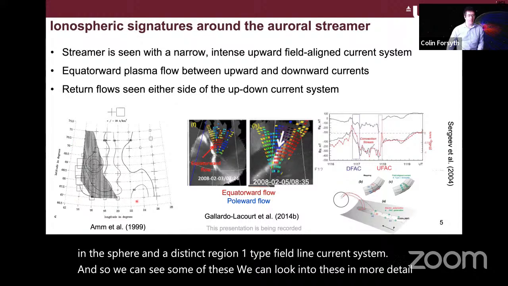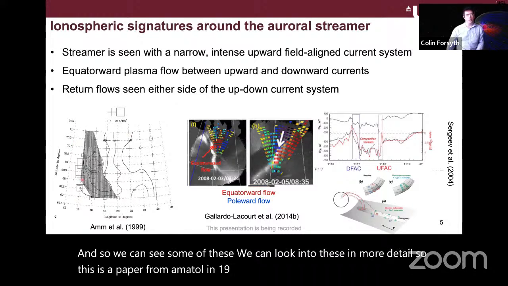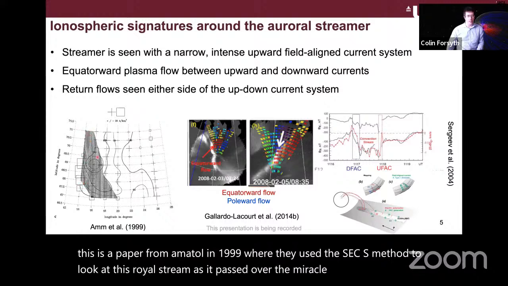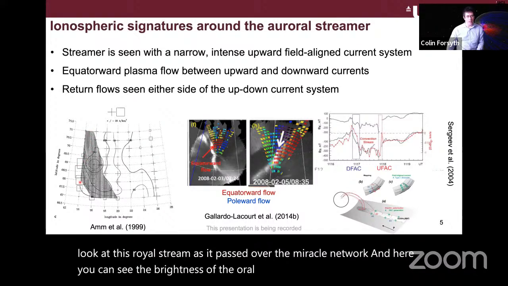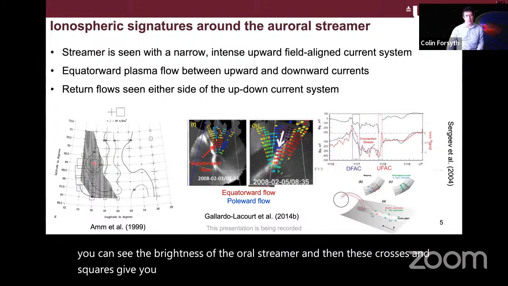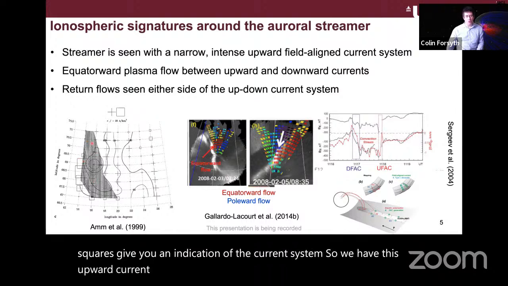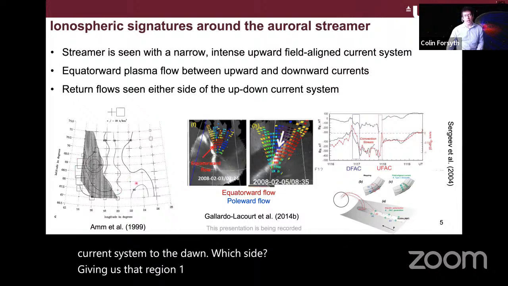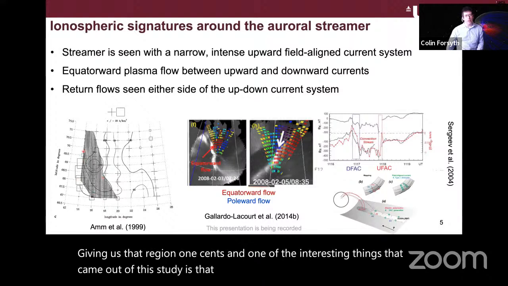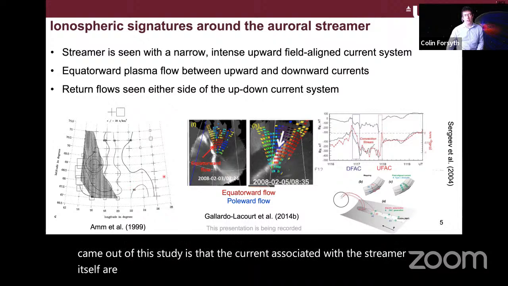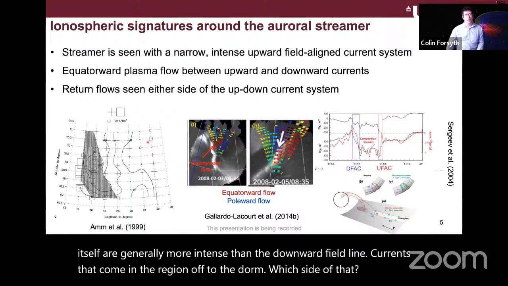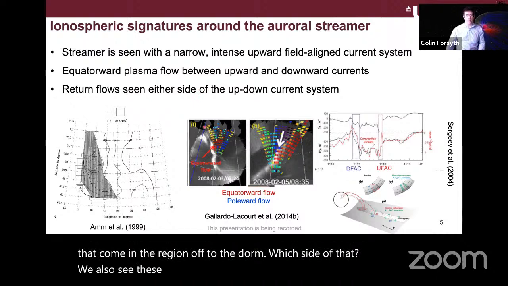This is a paper from Amm et al. in 1999, where they used the SECS method to look at this auroral streamer as it passed over the MIRACLE network. Here you can see the brightness of the auroral streamer, and then these crosses and squares give you an indication of the current system. We have this upward current system within the aurora itself, and then this downward current system to the dawnward side, giving us that region 1 sense. One of the interesting things that came out of this study is that the currents associated with the streamer itself are generally more intense than the downward field line currents in the region off to the dawnward side.